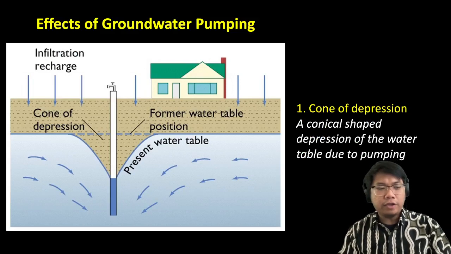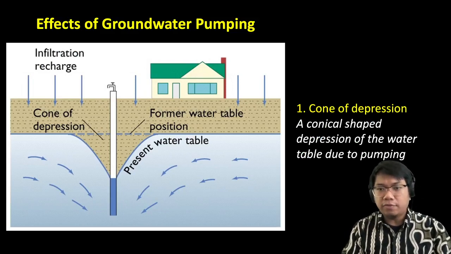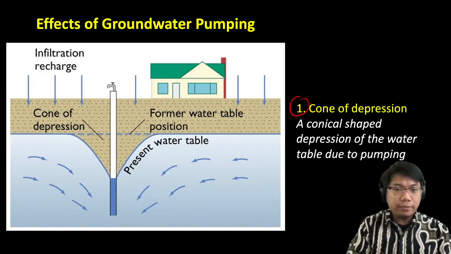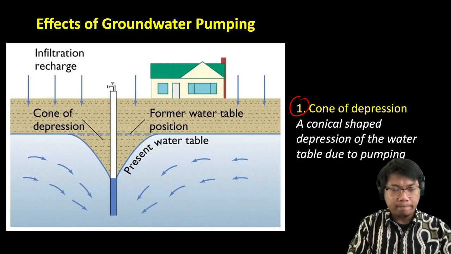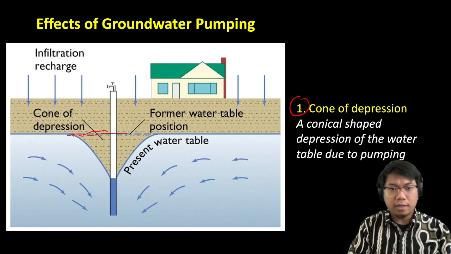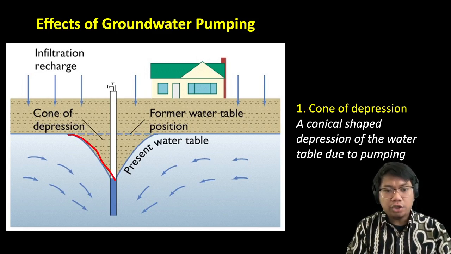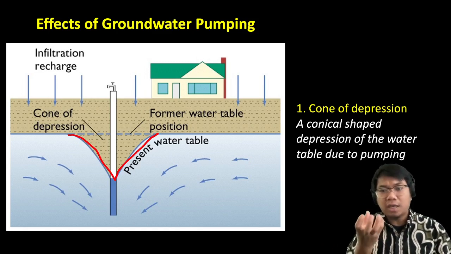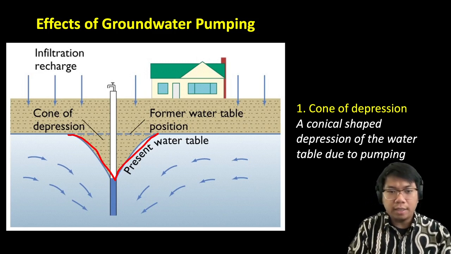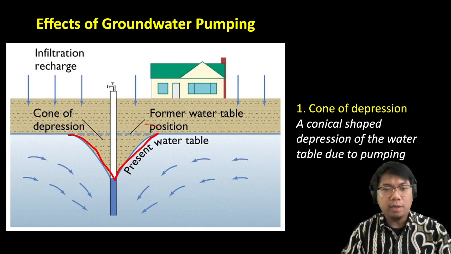Alright, the very first effect of groundwater pumping is the cone of depression. So what is a cone of depression? It's just a change in the shape of the water table. Initially the water table in this illustration is flat, horizontal, that looks something like this. Once the pumping starts, the shape of the water table around the well will start to change, and it will become a conical depression around the well during pumping.